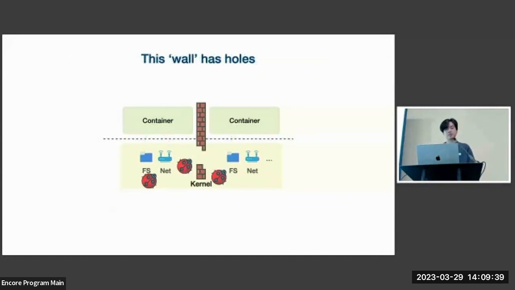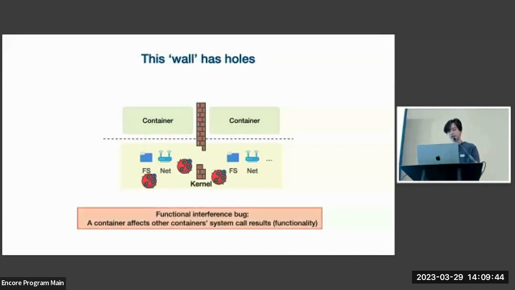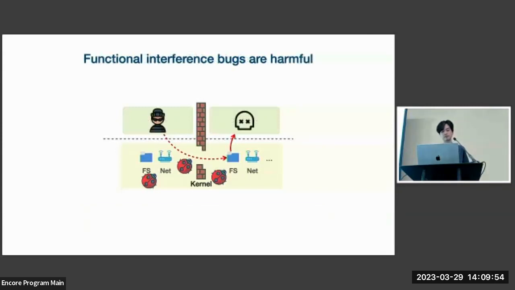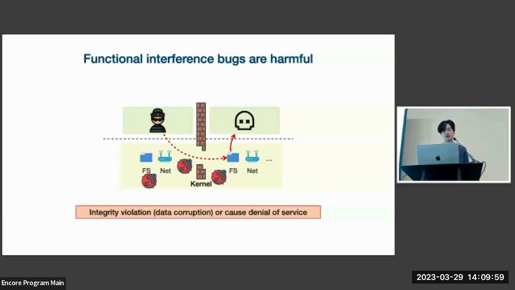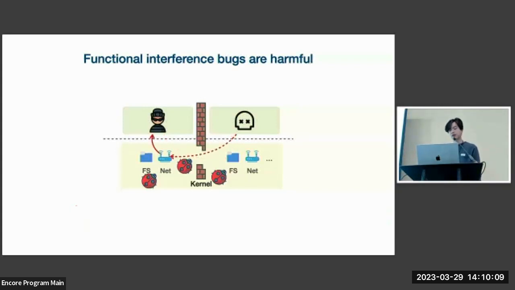However, if the kernel implementation is buggy, this wall can have holes. So this allows functional interference bugs, in which a container can modify the kernel resources of other containers and affect the syscall results. Functional interference bugs can have serious impact. The interference allows a container to cause integrity violations, such as data corruptions, or cause denial of service to other containers. The interference can also let a container accidentally leak information to another container.